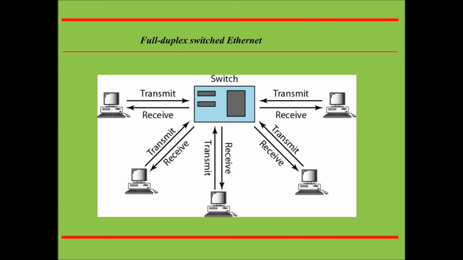This is our last slide of today's lecture. Full duplex switched Ethernet. You can see different devices over here, and in the center we are going to use a switch. All these devices are directly connected to this switch, and this switch is used to receive data from all these 5 devices and transmit data among these devices. So our device can transmit as well as receive data from the switch. This is called full duplex transmission, in which at the same time data is being transmitted as well as received by the device.